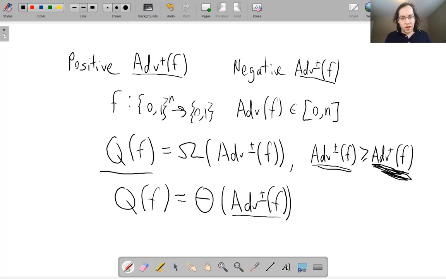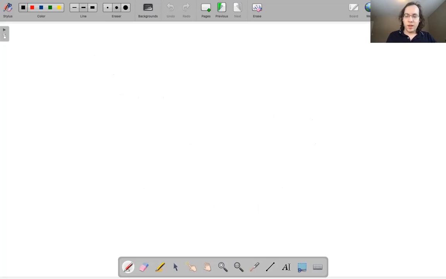All right. So this is the high-level overview of what's going on. We have these two different adversary measures, one of which is tight and one of which is simpler to use, but not tight. So let's go in the other direction.